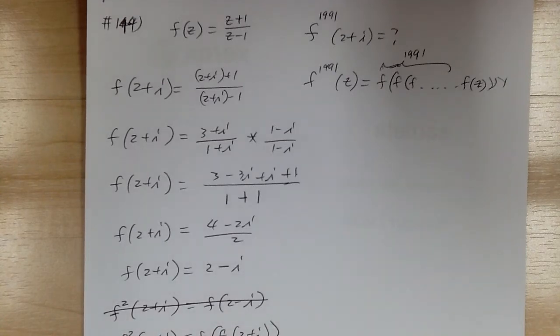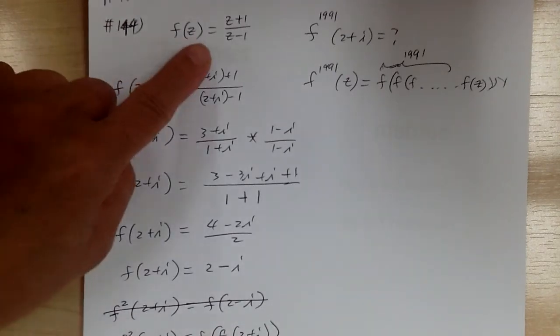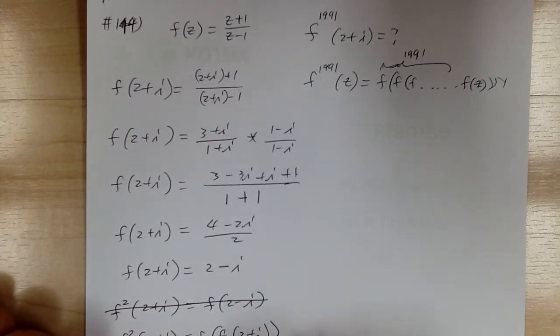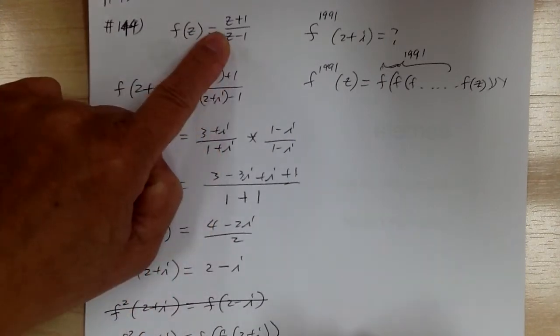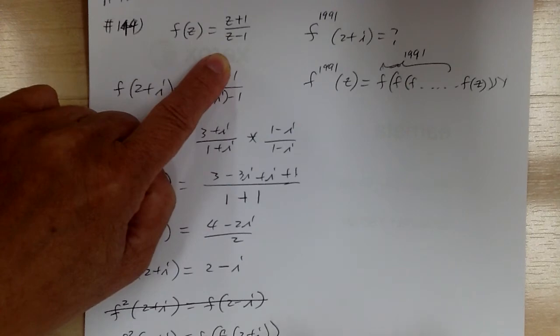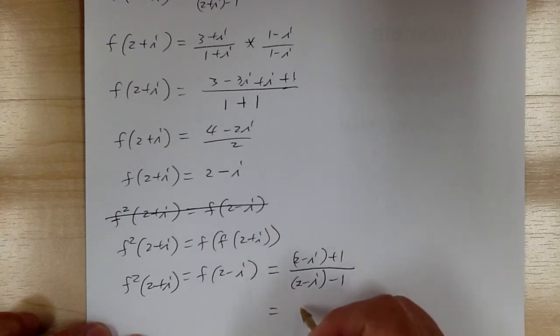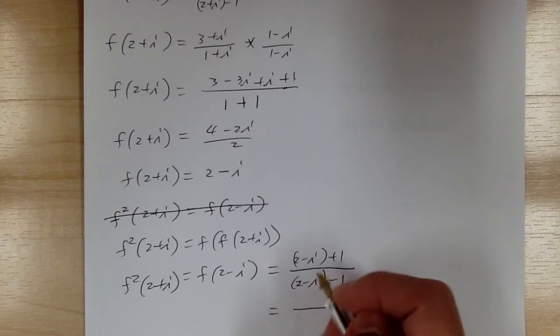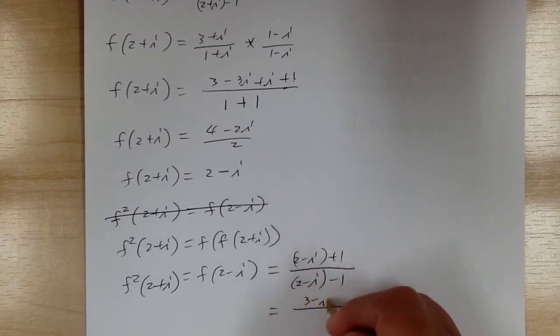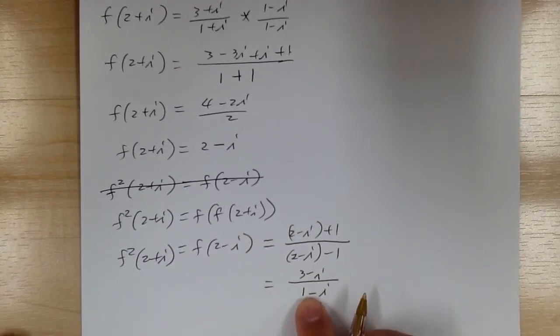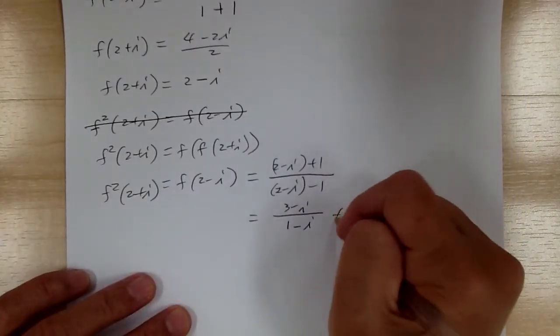Okay, so now we're going to substitute into here. Use this function, so it'd be 2 minus i plus 1 over 2 minus i minus 1. So now you work it out. Go ahead and work it out. You're going to get 3 minus i over 1 minus i. Again, you want to simplify that, so multiply by the conjugate.